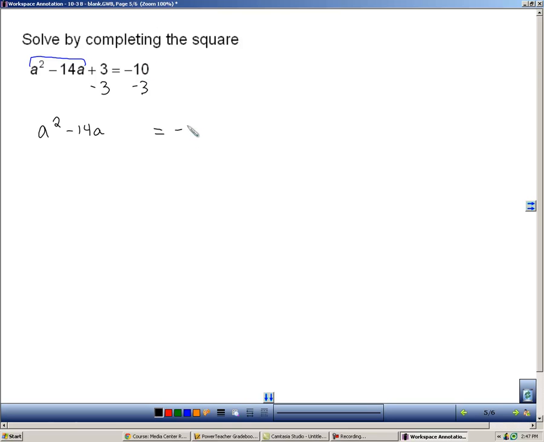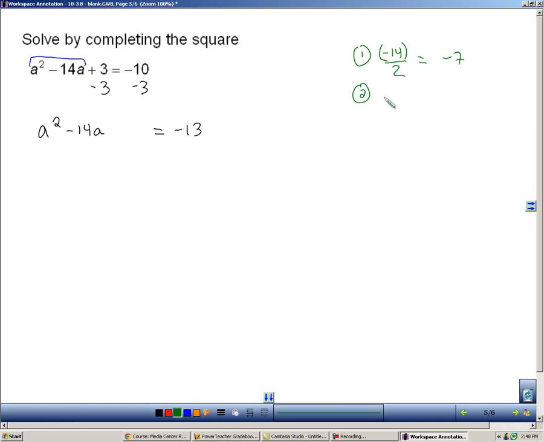Negative 10 minus 3 is negative 13. Now the reason I leave the space here is because to complete the square, I'm going to end up adding another number there. So let's go to the side here and complete the square. Step number 1 says take half of b. My b is a negative 14. I'm going to take half of that, which means divide it by 2, and I get negative 7.